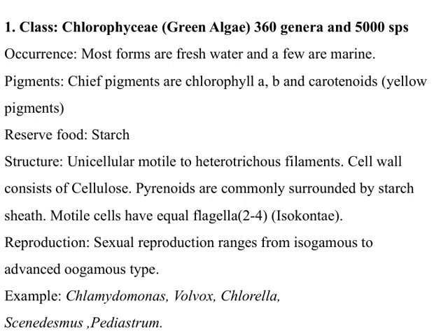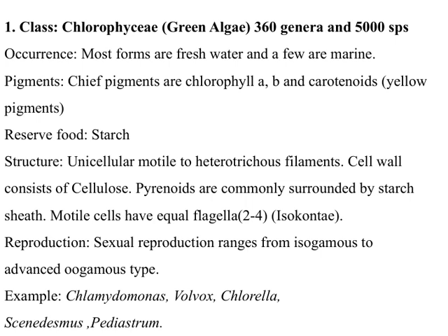An interesting feature is the presence of pyrenoids, which are often surrounded by a starch sheath. These are involved in storing and synthesizing starch. The motile cells typically have equal flagella, usually 2 to 4, and are classified as isokonts, meaning their flagella are similar in size and appearance.